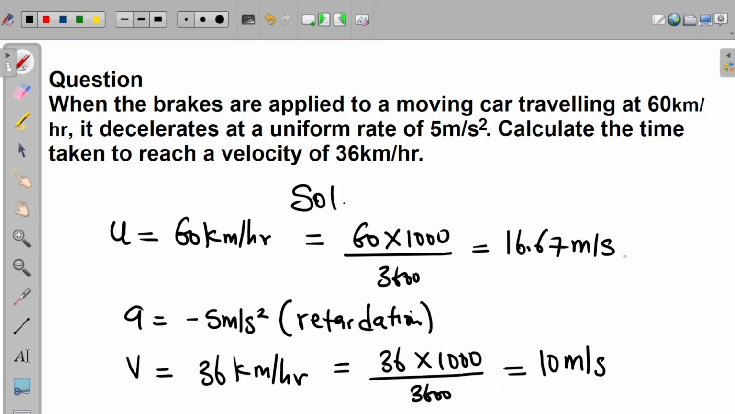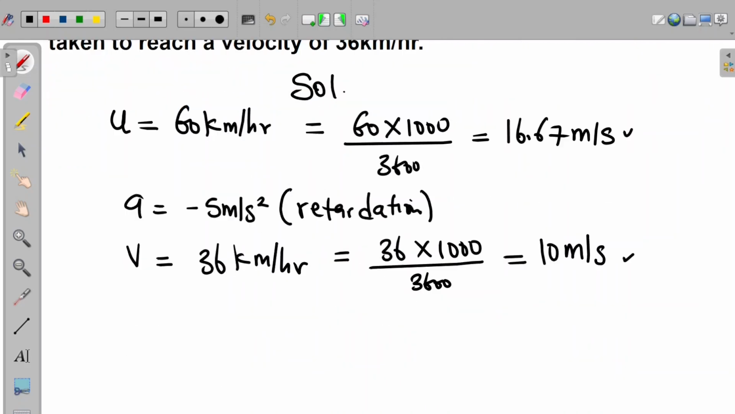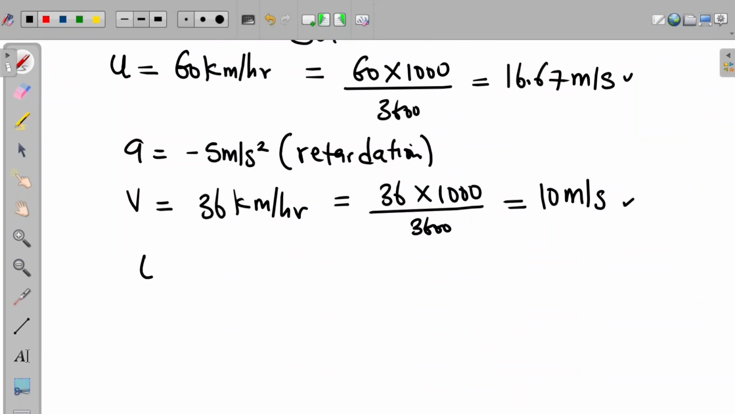Now note that the initial velocity is higher than the final. That means the car retardates. So we are asked to calculate the time. So we have it that time was not given to us. So at this point, since we have the initial and final velocity, and also we have the value of the acceleration, which is retardation, we can calculate the time using v equal to u plus at.